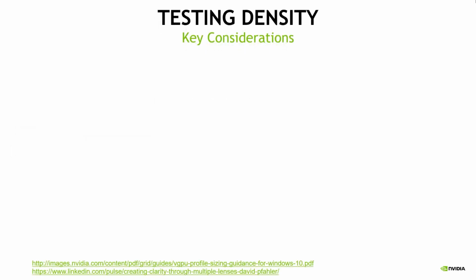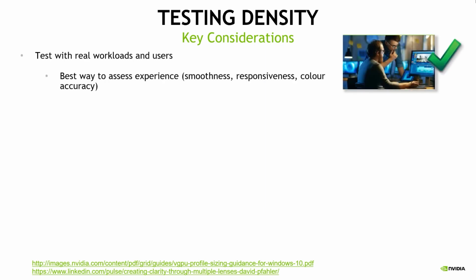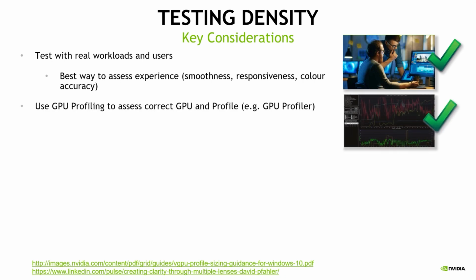Okay, so let's summarize a little bit about what we've talked about so far. First thing, make sure that you test real workloads with real users. The best way to assess the user experience, i.e. how smooth that experience is, how interactive and responsive the desktop is, and what the color accuracy is like, is to actually sit real users in front of real PCs or real endpoints that have got their real applications on it, rather than rely on artificial benchmarks to be telling you which way to go.